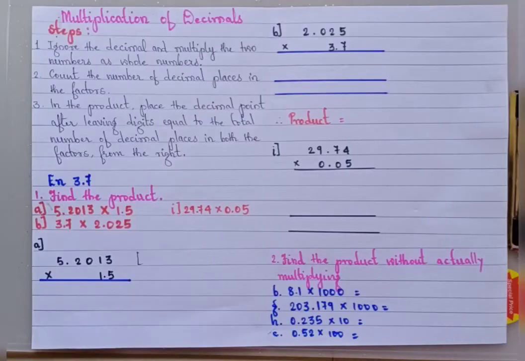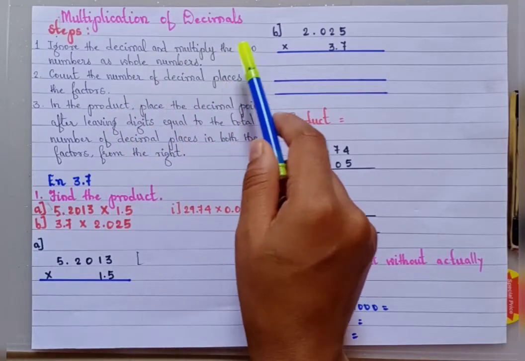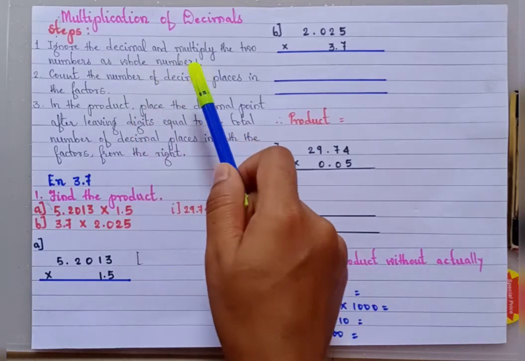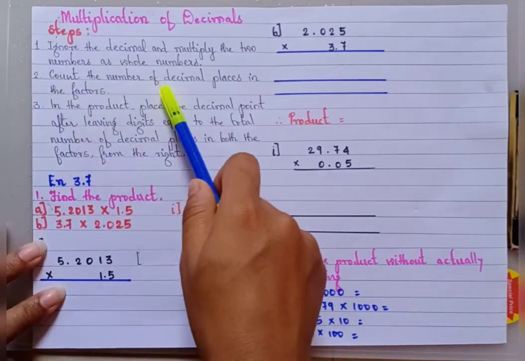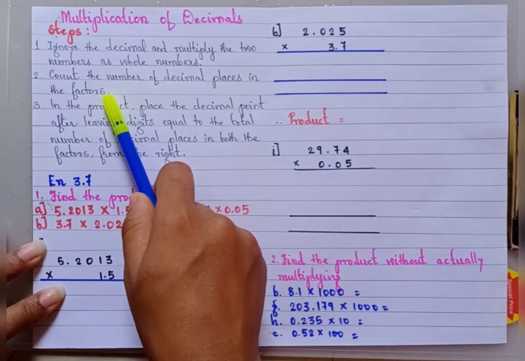Hello dear children, now let's see multiplication of decimals. Steps are here from the exercise. Okay, just see the first step. Ignore the decimal and multiply the two numbers as whole numbers. Second step, count the number of decimal places in the factors.